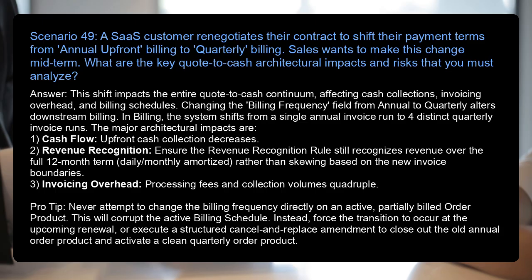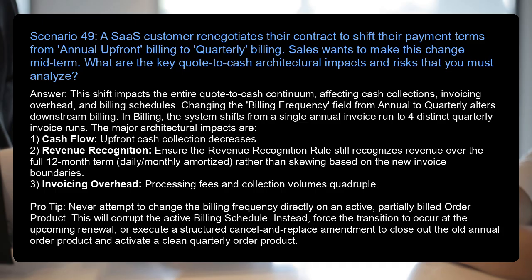Changing the billing frequency field from annual to quarterly alters downstream billing. In billing, the system shifts from a single annual invoice run to 4 distinct quarterly invoice runs. The major architectural impacts are: 1. Cash flow. Upfront cash collection decreases. 2. Revenue recognition. Ensure the revenue recognition rule still recognizes revenue over the full 12-month term (daily or monthly amortized) rather than skewing based on the new invoice boundaries.